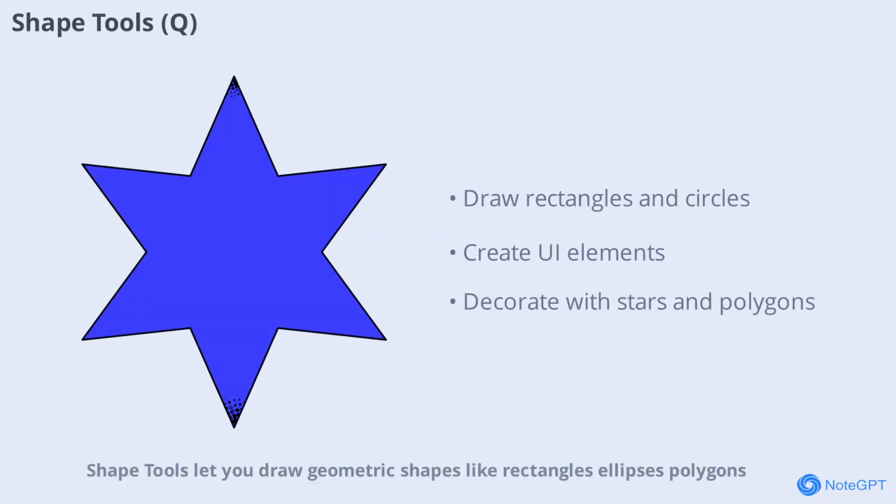Shape tools let you draw geometric shapes like rectangles, ellipses, polygons, and stars. These are essential for creating UI elements, buttons, backgrounds, and decorative graphics. For example, you can quickly create a YouTube subscribe button or glowing HUD elements for a game overlay. Press Q to cycle through the different shape tools.